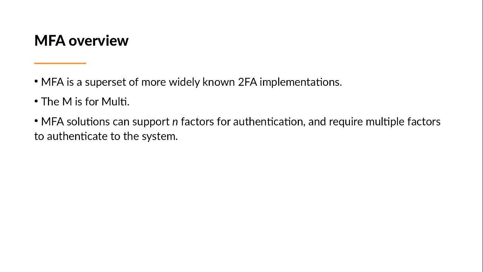So MFA itself is a superset of the more common 2FA. So 2FA is your standard password plus maybe a TOTP, a temporary one-time password, or it might be an email verification code or something like that. The M is for multi. The idea is you can have more of these things depending on how secure you need your system to be. So you can have TOTP, email, you could have the password, as well as is it sunny outside. You can really stack it all together as much as you need to match the security of the rest of your system.